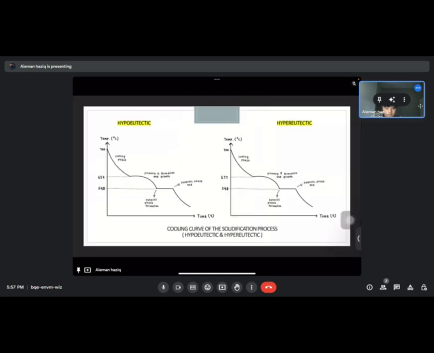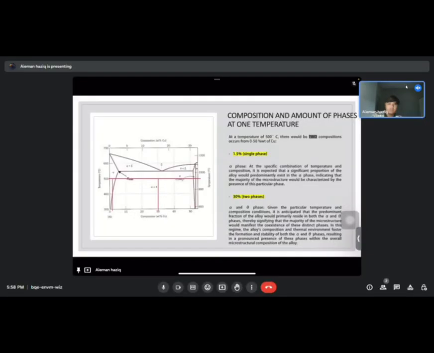So, okay, the cooling curve also looks the same as the previous cooling curve, but this time the beta formation took place at 577 degrees Celsius. The eutectic phase formation and end will be the same as hypoeutectic as they happen in an isothermal reaction. Okay, now I am going to explain the composition and amount of phases at one temperature.